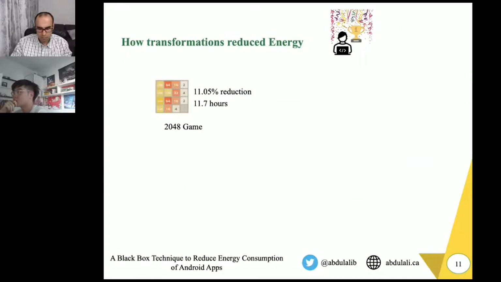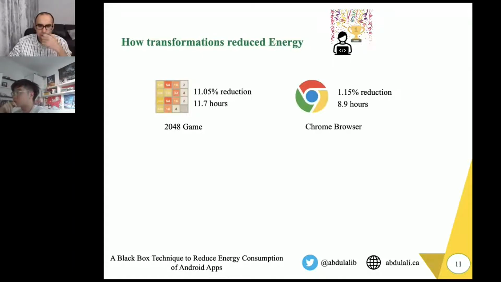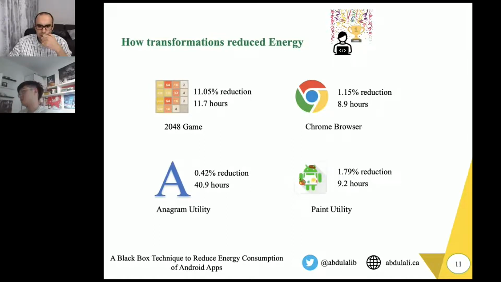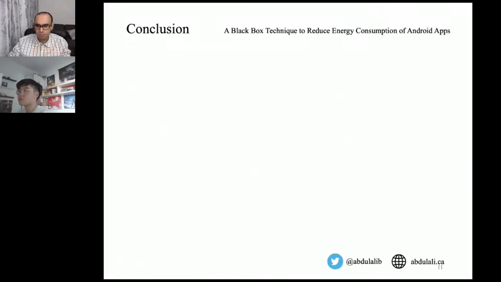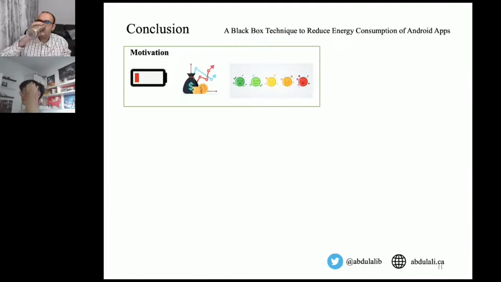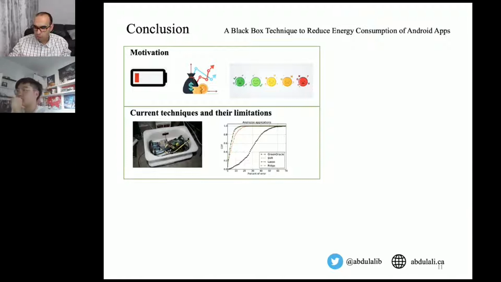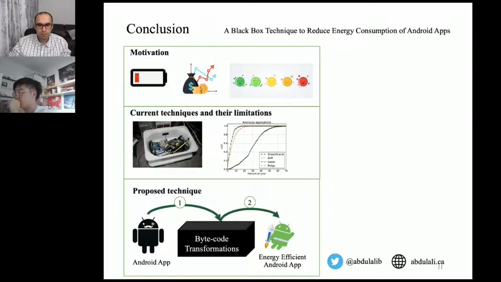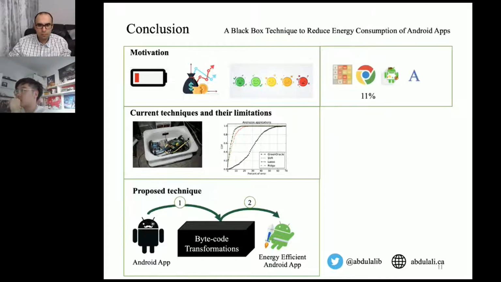We applied this technique on 4 real-world apps to evaluate its effectiveness and saved up to 11.05% energy in the 2048 game, 1.15% reduction in the Chrome browser, 0.42% reduction in the Anagram utility app, and 1.79% reduction in the Paint utility. In conclusion, I would say that developers want to develop energy-efficient apps, but there are several limitations in the current techniques. As a solution, we propose a black box technique that developers can use to reduce the energy consumption of their code. When applied on real-world apps, our technique reduced up to 11% energy consumption.